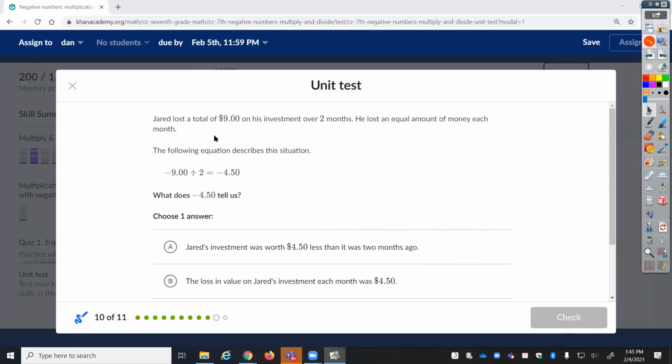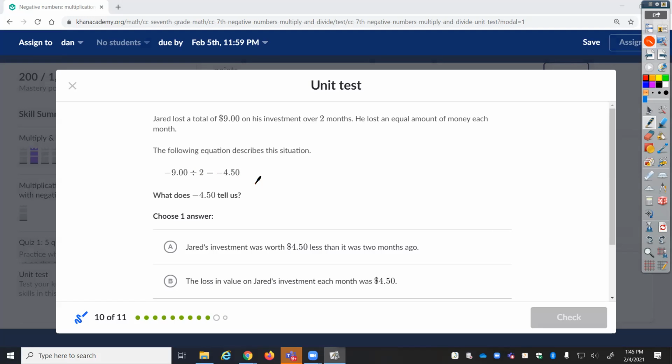All right, so here we have a word problem. It says Jared lost a total of $9 on his investment over 2 months. He lost an equal amount of money each month. The following equation describes the situation. -$9 divided by 2 is equal to $4.50.